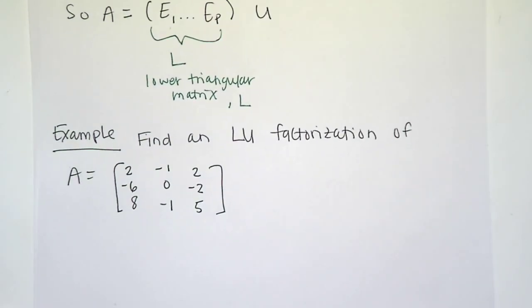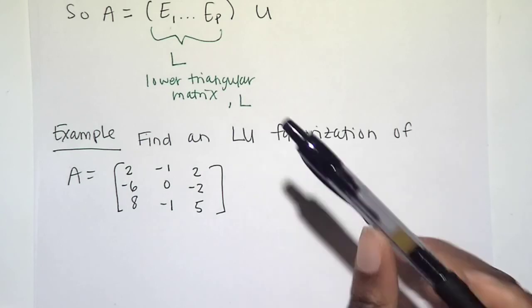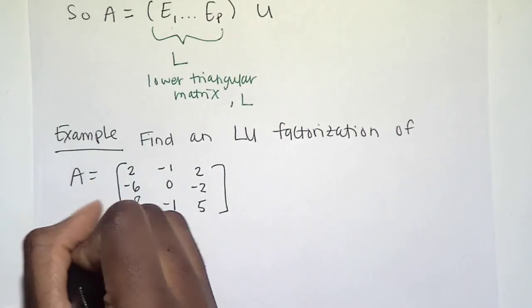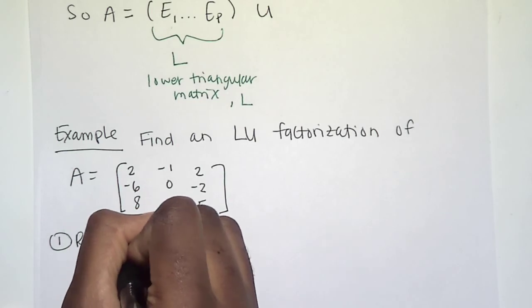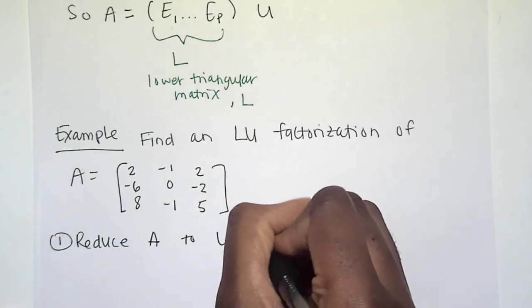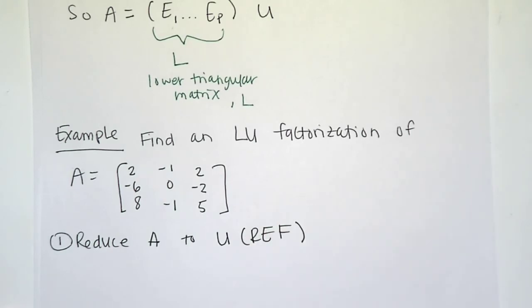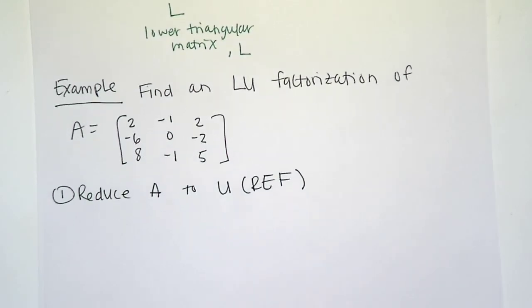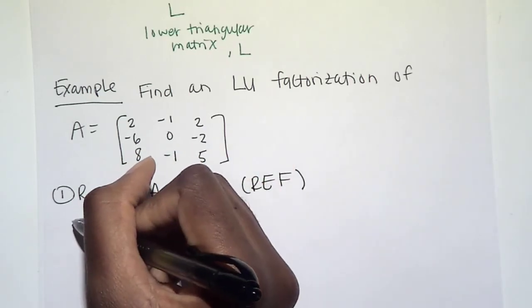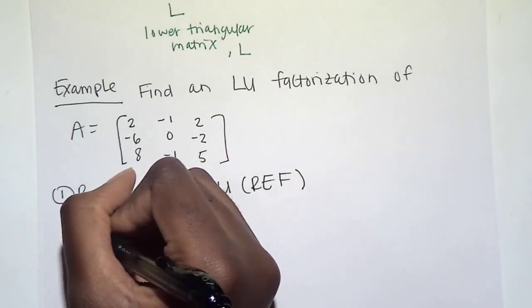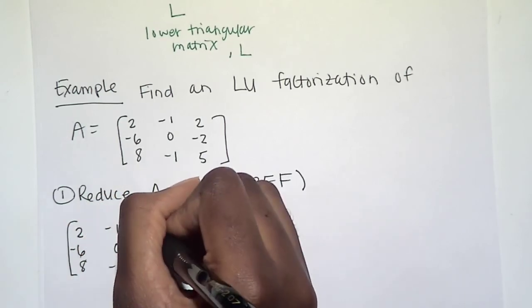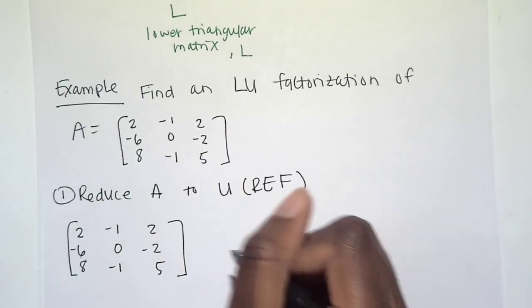All right, so the first step in factoring this is to take A and row reduce it to REF. So first step, we are going to reduce A to U, which is REF, not RREF. All right, so let us start with A, and we want to row reduce this.